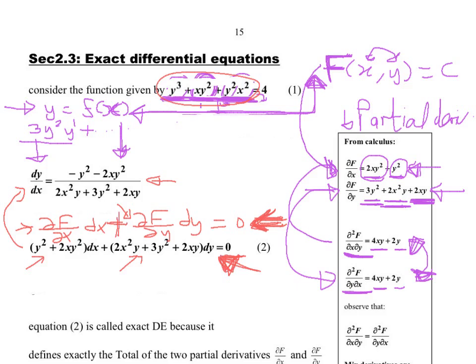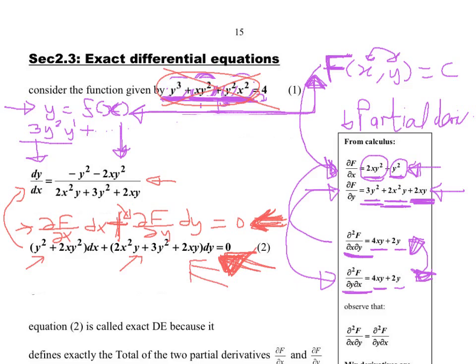But how can I check if this equation we were given is exact? How can I check that it belongs to one f, and that it is the total of partial f partial x and partial f partial y? Because in reality f will not be given. F is the solution. Only the differential equation will be given. So how can I make sure, or how can I check it is exact?